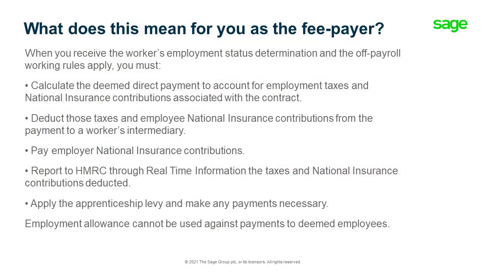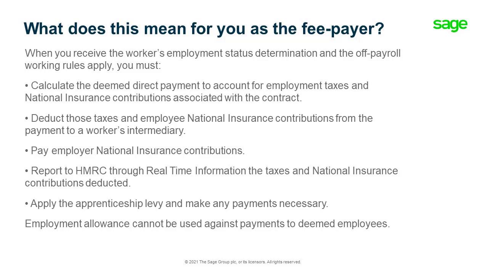Moving on to the role of the fee payer then. If you are fulfilling this role, what does it mean to you? When you receive the worker's employment status determination and the off-payroll working rules apply, you must calculate the deemed direct payment to account for employment taxes and national insurance contributions associated with the contract. Deduct those taxes and employee national insurance contributions from the payment to a worker's intermediary.